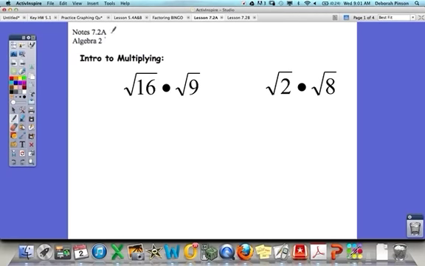So today we're going to look at 7.2a. We're going to look at A and B actually together, but I am going to put them in two separate podcasts just so they're a little bit shorter. In 7.2a, we're going to look at multiplying, really in both A and B. We're going to look at multiplying radicals, so square roots.